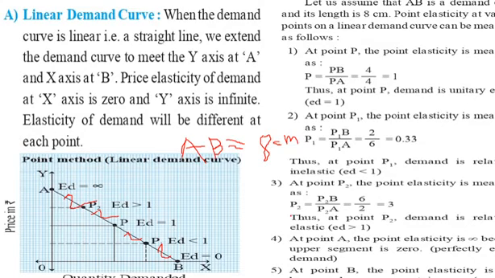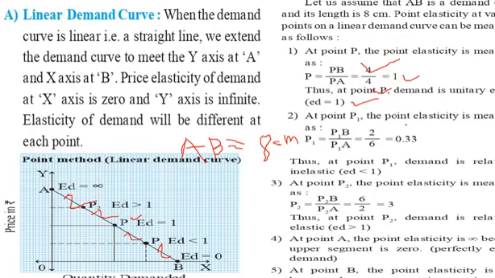So at point P, elasticity is measured as PB. The formula is L upon U, lower segment divided by upper segment. PB is 2 plus 2, 4, divided by PA, that is this portion, 2 plus 2, 4. So the elasticity is equal to 1. Thus at point P, elasticity is unitary elastic, that is elasticity of demand is equal to 1.